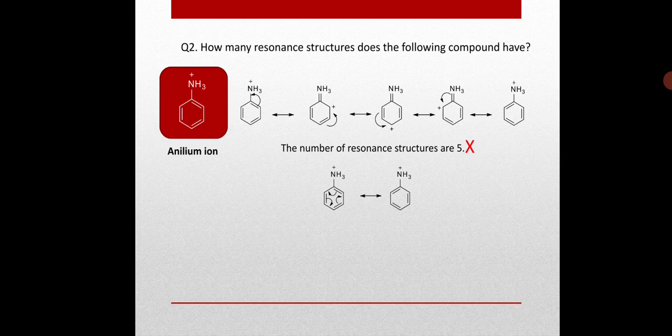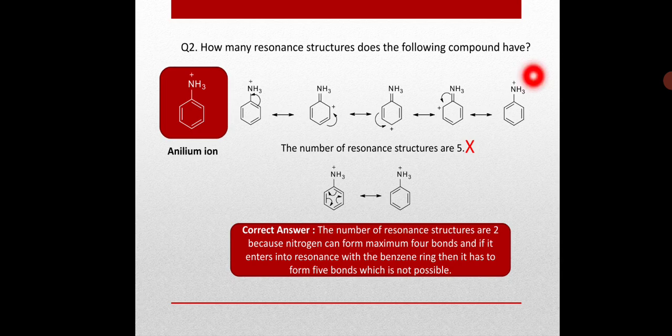Why? Because whenever nitrogen is there in the compound, you should be very careful. Nitrogen can form a maximum of 4 bonds. But in the anilinium ion, if the nitrogen enters into resonance with the benzene ring, then nitrogen will be forming 5 bonds, and it can never form 5 bonds. So these structures are not possible at all.